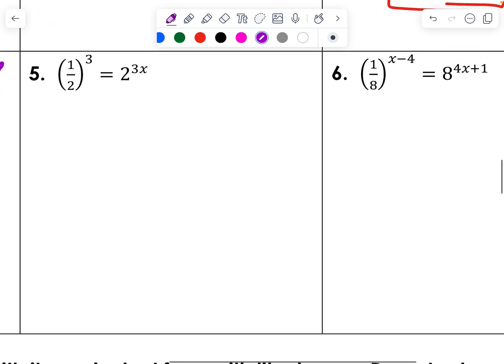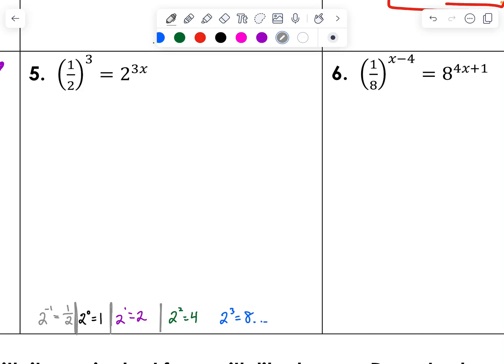Let's see what happens when I have unlike bases. This is 1/2 to the 3rd. Okay, we have to do a little bit of review here. 2 to the 1st is 2. 2 squared is 4. 2 to the 3rd is 8, and so on. But 2 to the 0 is 1, and this is where it gets weird. 2 to the negative 1st is 1 over 2.